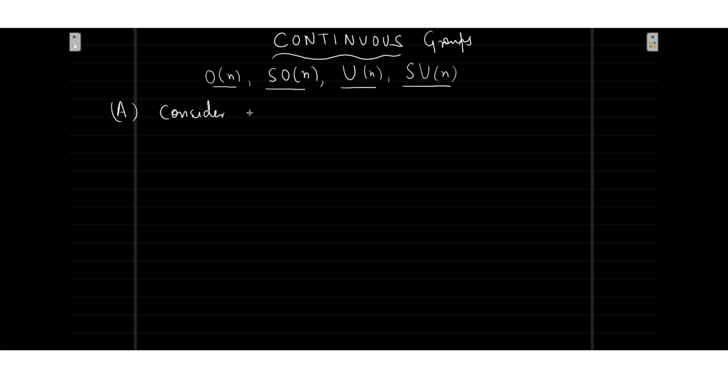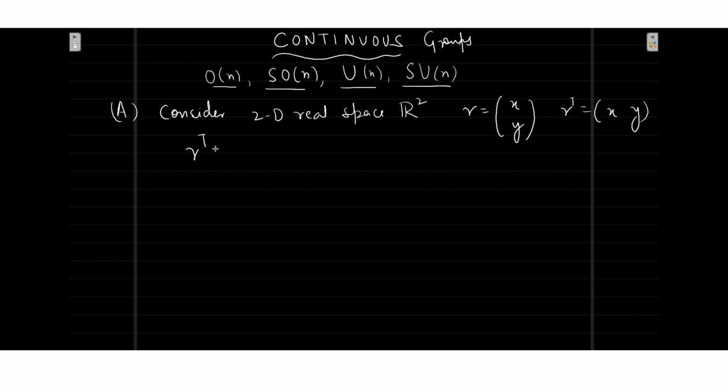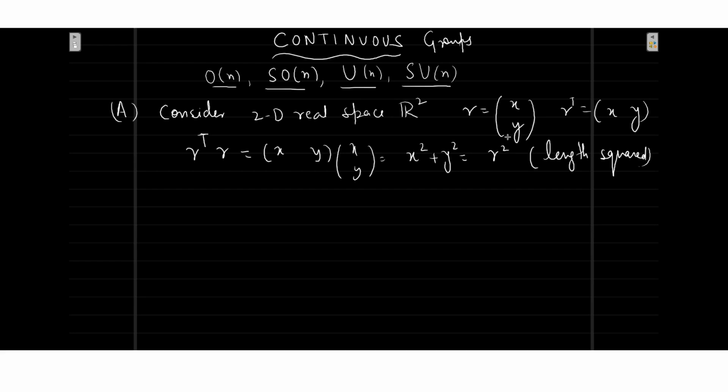So consider two-dimensional real space. Let's say it's a vector space, but in a plane rather than in 3 dimensions. My vector r in general is represented by (x, y), and of course I can write down its transpose, r^T. Now, can somebody tell me what r^T times r will be in this regular vector space in a plane? This will be x squared plus y squared, which we generally write as r squared. This is the length squared of this vector r.